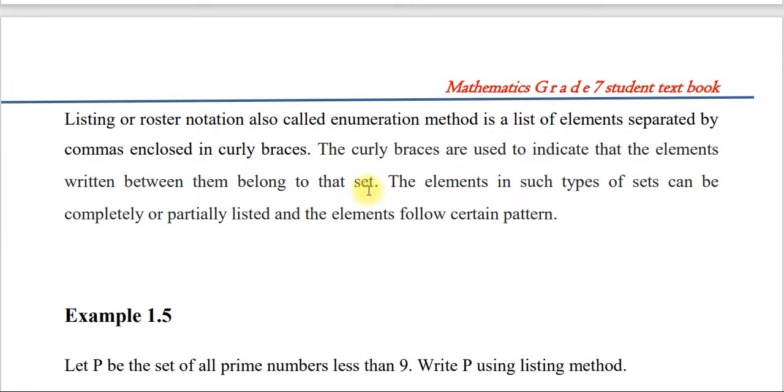ኦኬ እንግዲህ ብራሱ የሚያስፈልገው ለምንድን ነው? የተዘረዘሩ ኤሌመንቶች የዛ ሴት አባል መሆናቸውን ለማመላከት ነው ማለት ነው። The elements in such type of sets can be completely or partially listed, and the elements follow a certain pattern. Look, እንግዲህ እዚህ ውስጥ በኪርሊ ብራስ ውስጥ የተዘረዘሩ ኤሌመንቶች either completely or partially ሊዘረዘሩ ይችላሉ። ሙሉ በሙሉ ወይም በግማሽ ልንዘረዝራቸው እንችላለን ማለት ነው, depending on the condition.